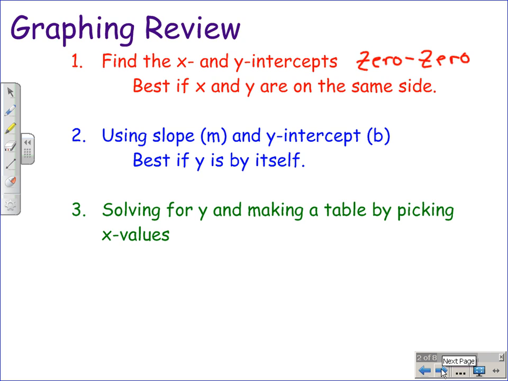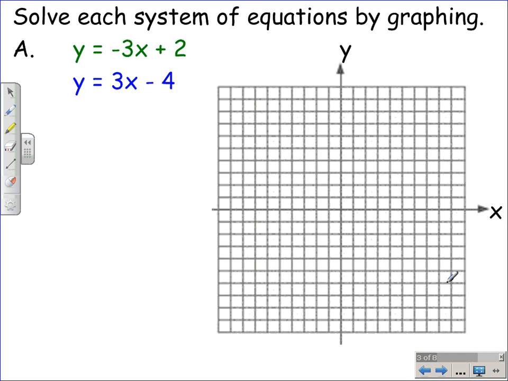Let's take a look at our examples today. Solve each system of equations by graphing. Here we have the equations y equals negative 3x plus 2 and y equals 3x minus 4. To do this, we're going to start with the equation y equals negative 3x plus 2. Since this is already solved for y, we're going to identify the slope, which is m, and the y-intercept, which is b.